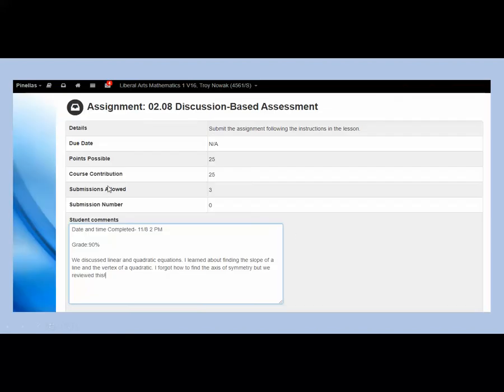So this is an example of a DBA submission. You go to the DBA assignment, this is 2.08, you click it, and then where it says student comments, this is how you receive credit. You write the date and time completed, so 11/8 at 2, the grade you received, a 90, and then a short paragraph about what you learned. So this says, we discussed linear and quadratic equations, I learned about finding slope and vertex of a quadratic, and I forgot how to find the axis of symmetry, but we reviewed this. That is a response that would get full credit.